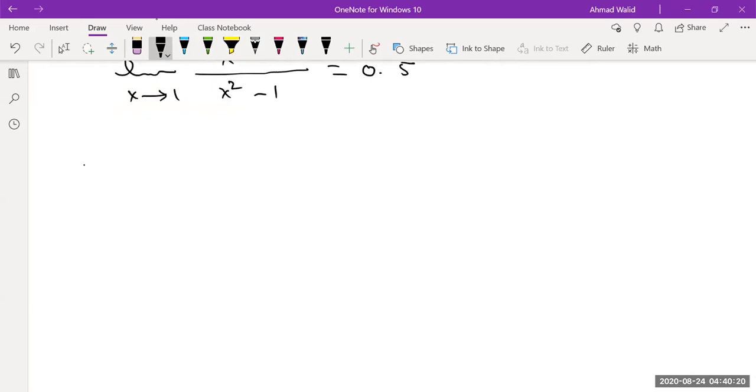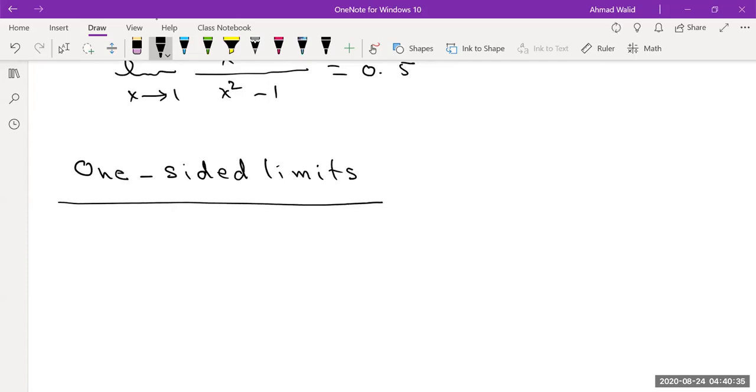Next discussion is one-sided limit. What is one-sided limits? Let me graph something here for you to explain the idea of one-sided limits.